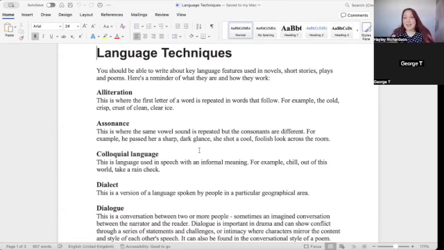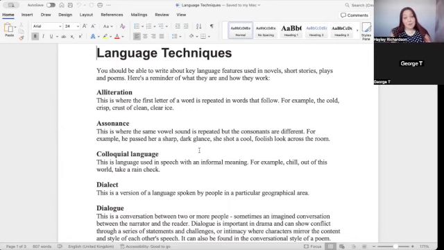Assonance is the one that's a pain in the ass. That's how I remember it, because it's not where it rhymes or sounds the same at the ends or the beginnings of the words. It's right in the middle. This is where the same vowel sound is repeated, but the consonants are different. For example, he passed her a sharp, dark glance. She shot a cool, foolish look across the room. So you've got the R sound and the oo sound, but obviously they don't sound the same until you really analyze it.